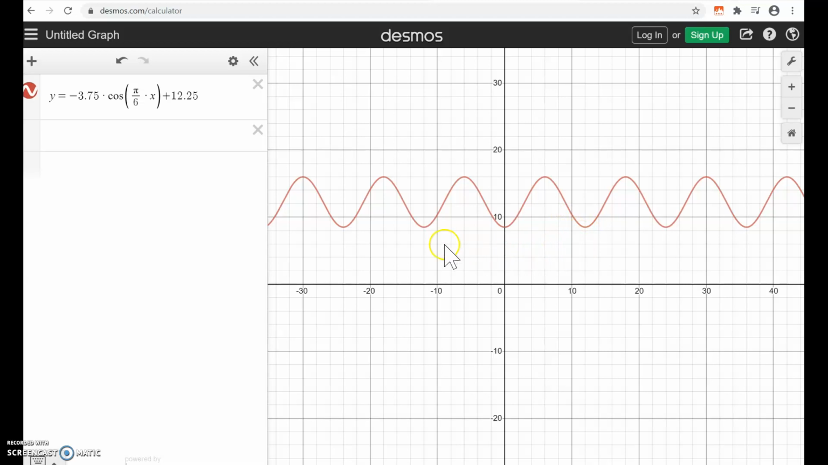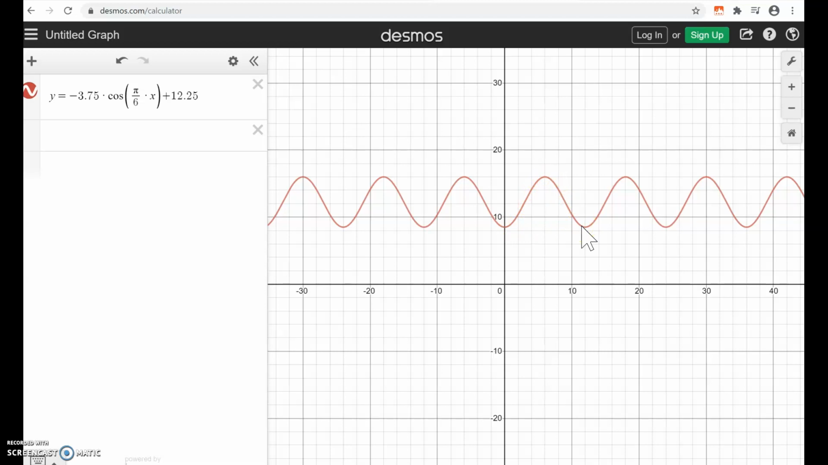All right, so that's the model, and you can see the amplitude. Your center line is 12.25 right there in the middle, and the amplitude from the center line to the peak is 3.75, and from the center line to the bottom is 3.75. And the period, you can see, is 12 months, because it goes down, up, and then back down again in a 12-month cycle.